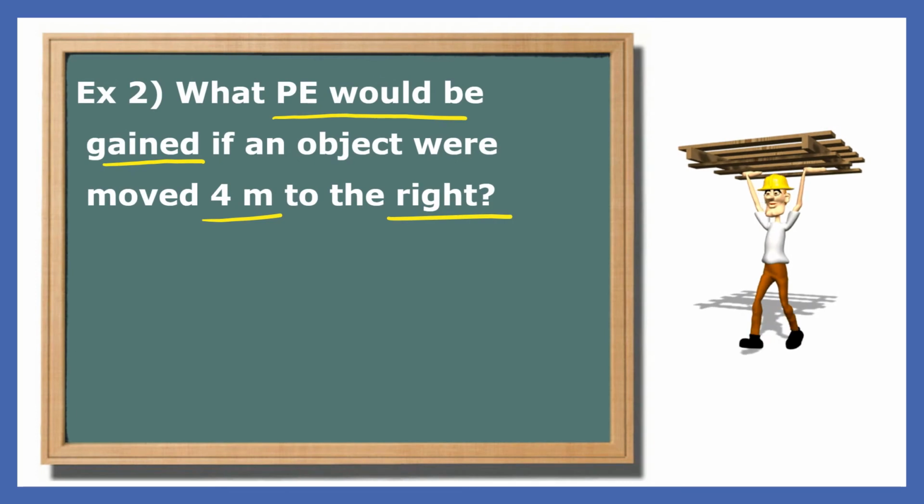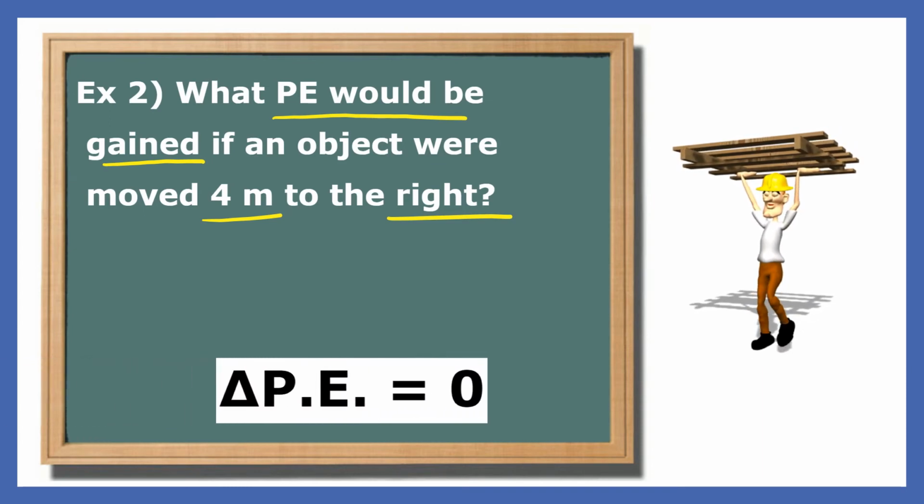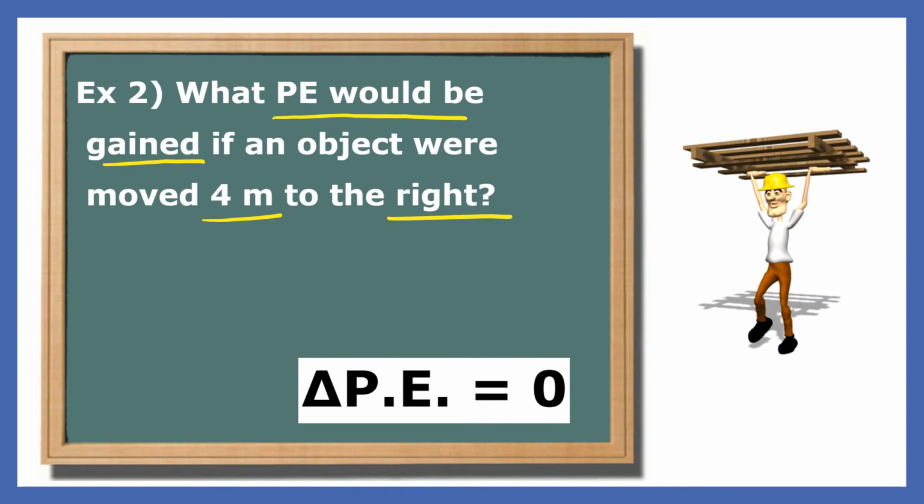What potential energy would be gained if an object were moved 4 meters to the right? Since there is no height change by moving 4 meters to the right, there is no potential energy change.